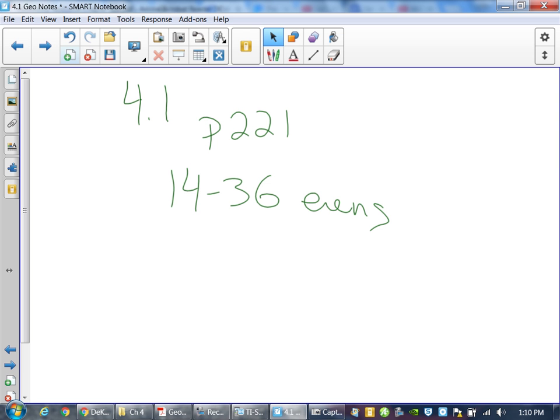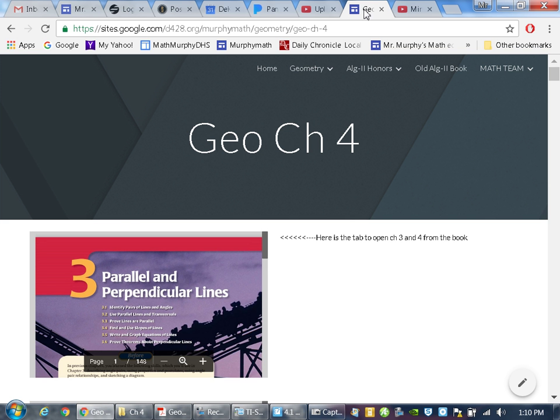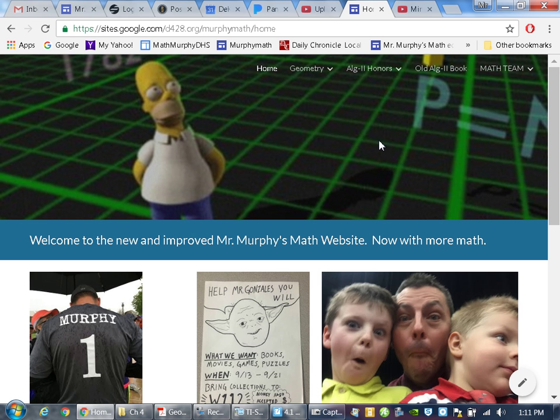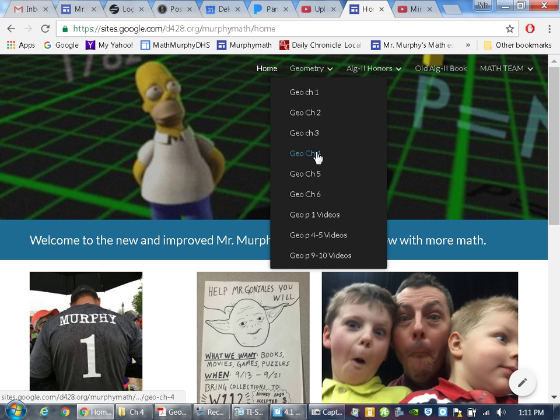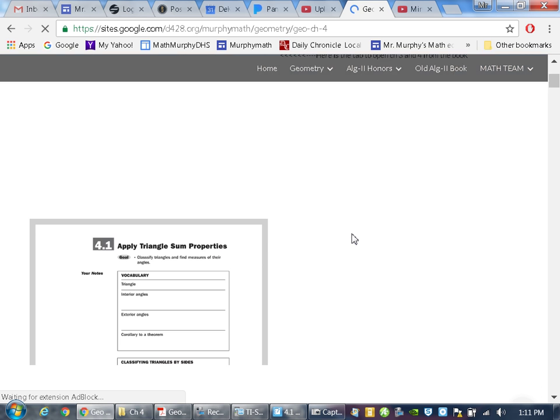And to remind you guys of how to find said book. I'll pull it back up in a second. Just remind you guys how to do this. Ladies and gentlemen, I don't want to have to show you this again. Come on. Geometry. Chapter 4. Oh, look what this says. Arrow, arrow, arrow. Here's the tab to open chapters 3 and 4 from the book. Where do you think I'm going to click? Right where that arrow is pointing at.